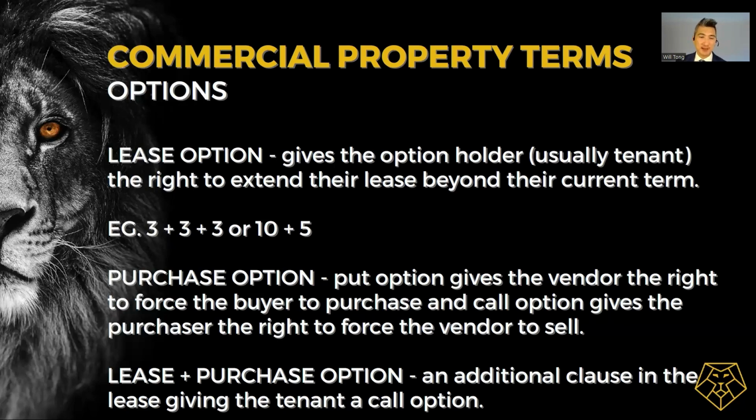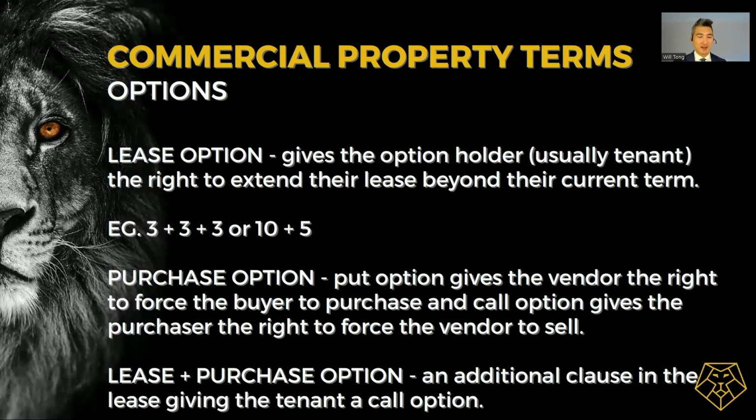The second type of option is a purchase option. There are two types of purchase options: a put option and a call option. A put option gives the vendor, the seller, the right to force the buyer to purchase the property at a price that was previously agreed. And a call option gives the purchaser the right to force the vendor to sell the property to the purchaser at a price that was previously determined. Put and call options are similar to shares.